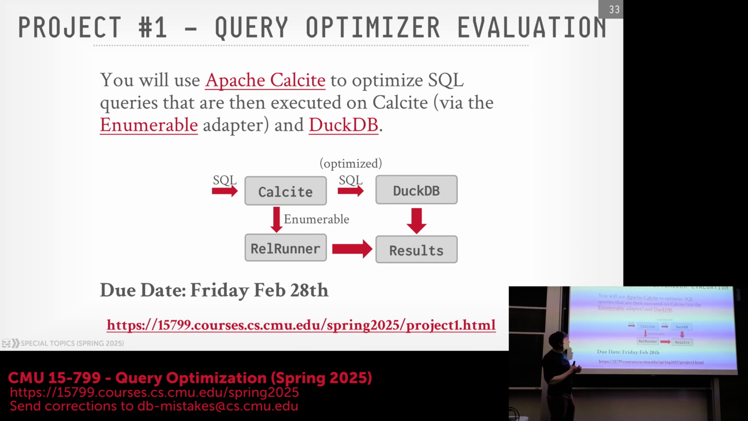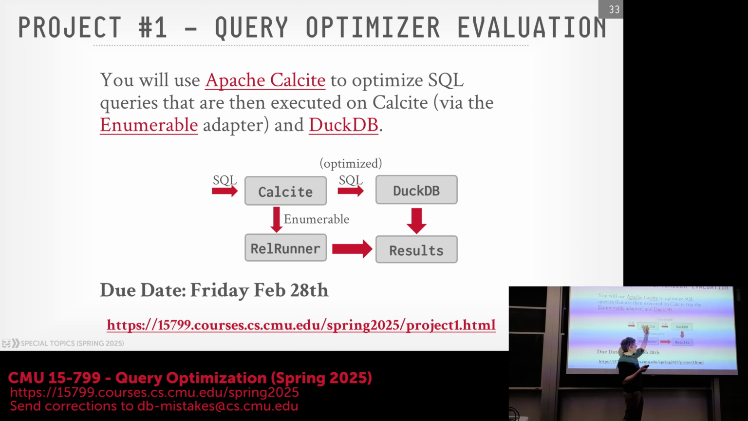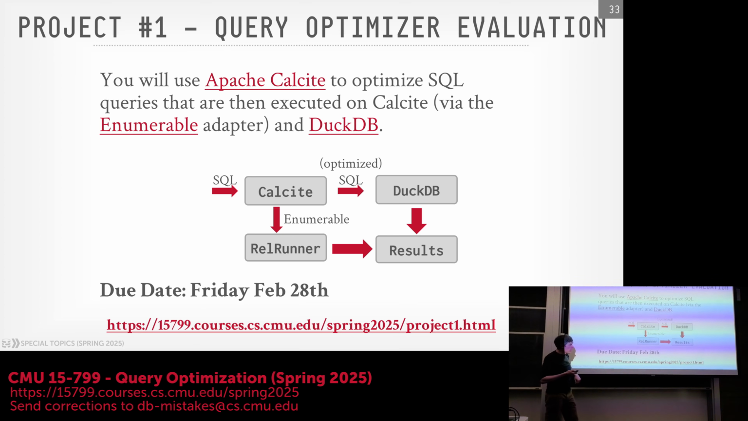improve performance. So the two ways you're going to run the SQL query is one through DuckDB in an optimized form, and then another one, I think they have their own built-in engine in Calcite that you can run the queries on and then compare them. You want to compare the results and see that they're correct.